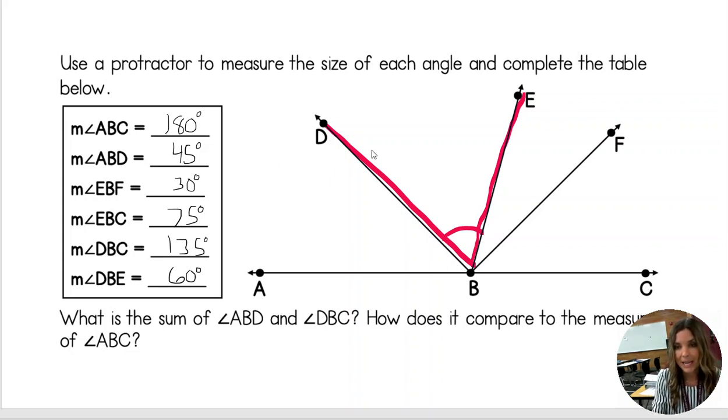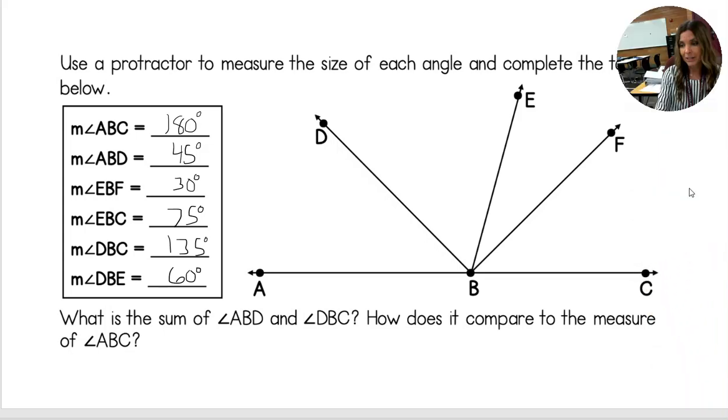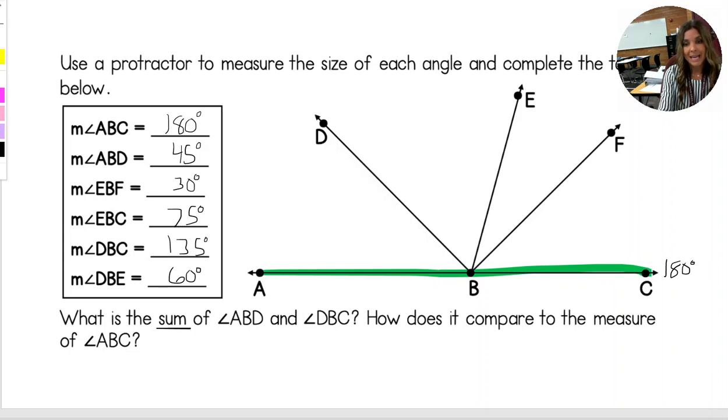Now the next question on our notes, after we have measured these angle measures, says: what is the sum of angle ABD and angle DBC, and how does it compare to the measure of angle ABC? Remember that ABC, this angle right here, is our straight line, and in geometry a straight line always measures 180. And then we want to know what the sum of angle ABD is with angle DBC.